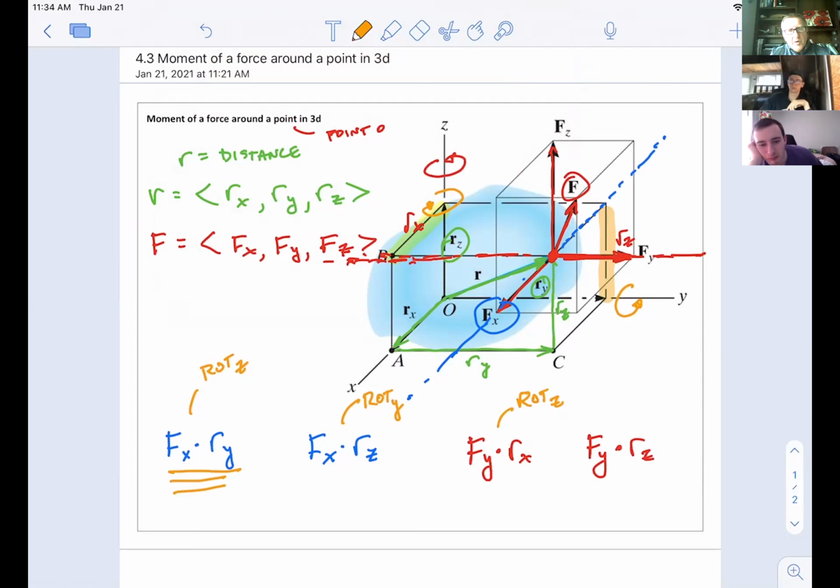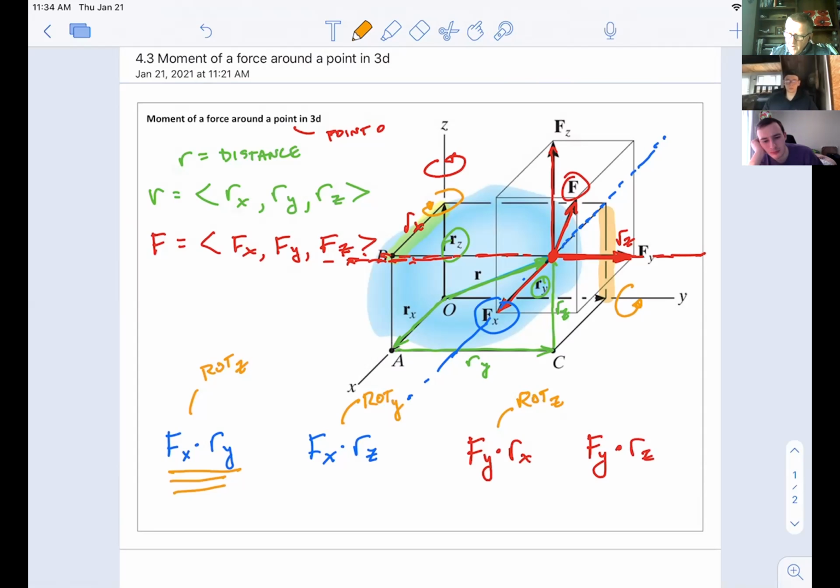Again, if your brain's hurting, you don't have to know this. I'm going to show you the shortcut. I'm going to show you how to use it in just a minute. But this is why cross products are invented, because I'm really going to need this in 3D because my head is spinning. I can't really make sense of this.